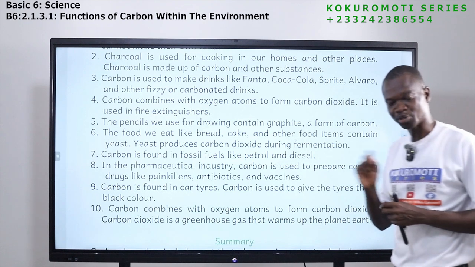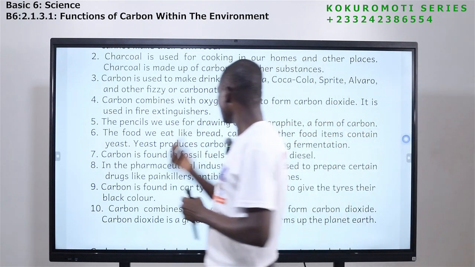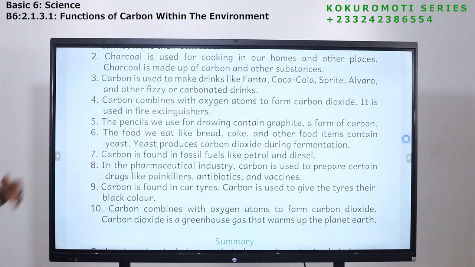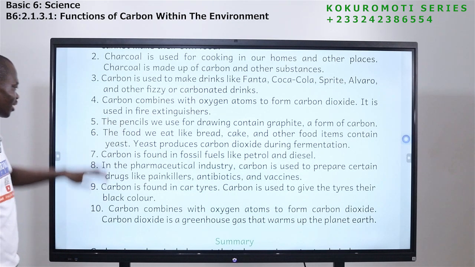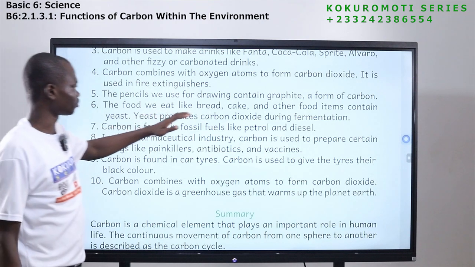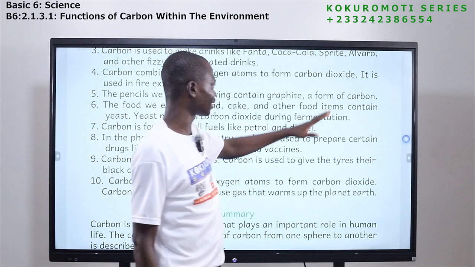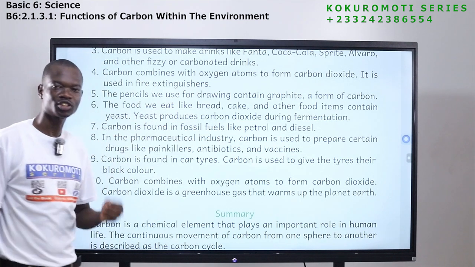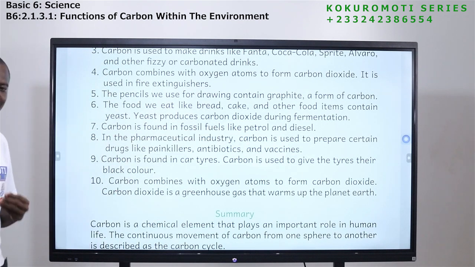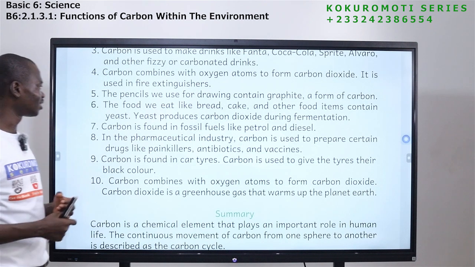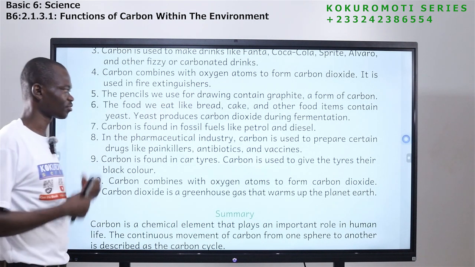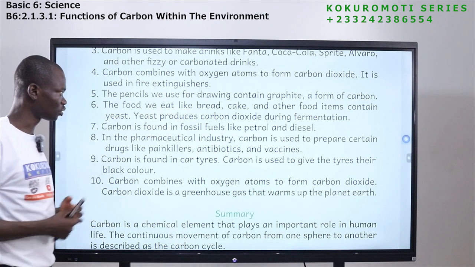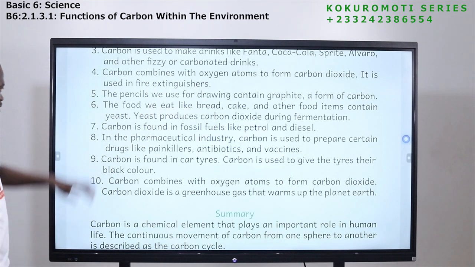Okay, so the pencils that we use, you see that black thing is a form of what? Carbon. Okay. The food we eat like bread, cake, and other food items contain yeast. Yeast produces carbon dioxide during fermentation. So the food that we eat, sometimes they undergo a lot of things, fermentation and other things. So carbon dioxide is produced during what? Fermentation. Okay.